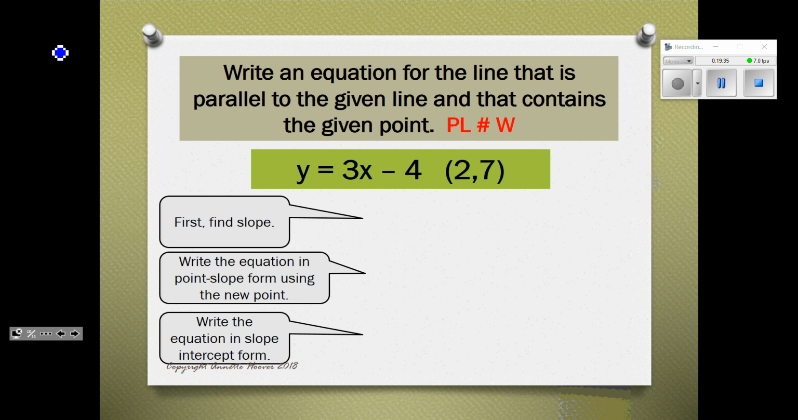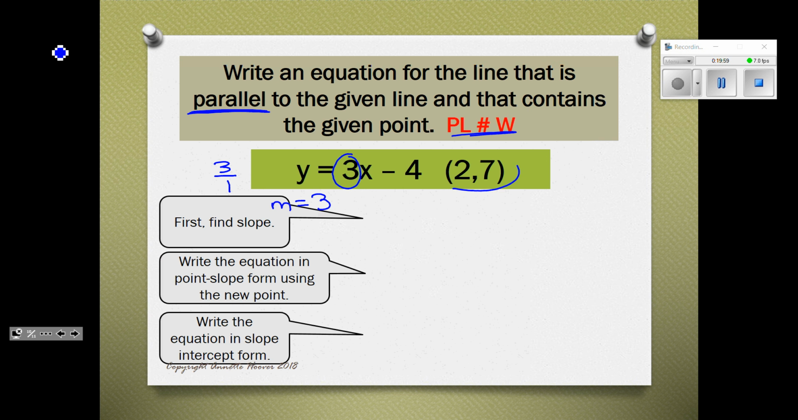This one is on the assignment that you're doing. It's on the punch line, number W, or letter W. So first we want to find the slope. It is already in slope-intercept form. So we see the slope right here is 3 over 1. We look to see what we're looking for. We're looking for a line that's parallel, so same slope. So our slope in our new equation is still going to be 3.